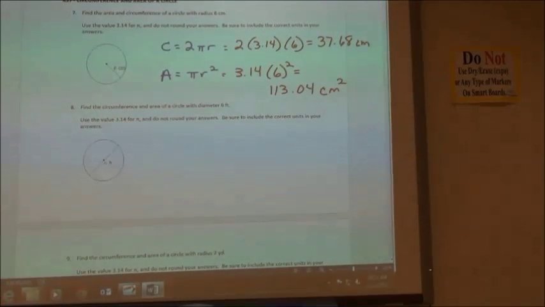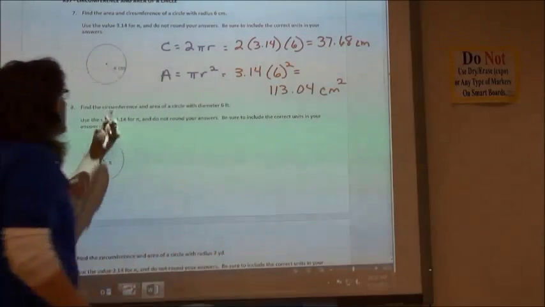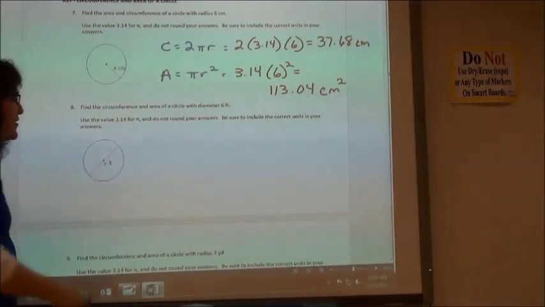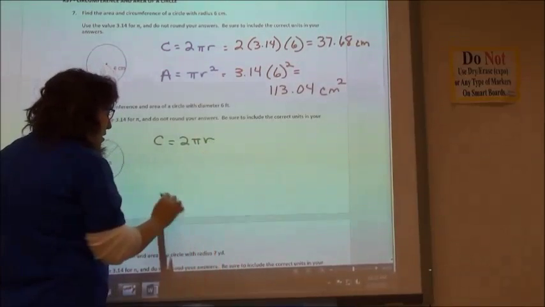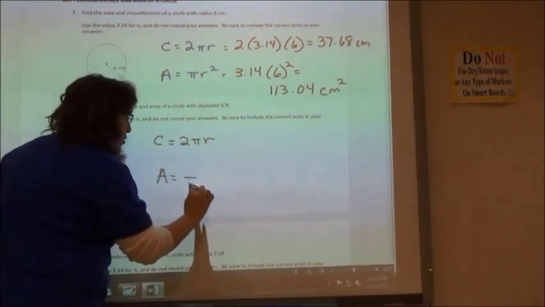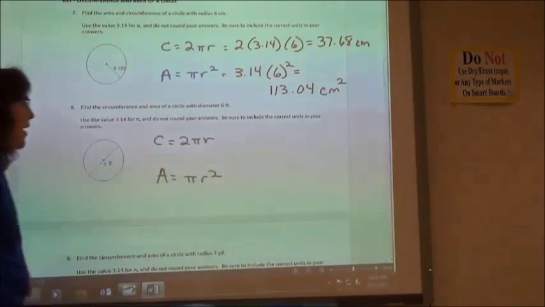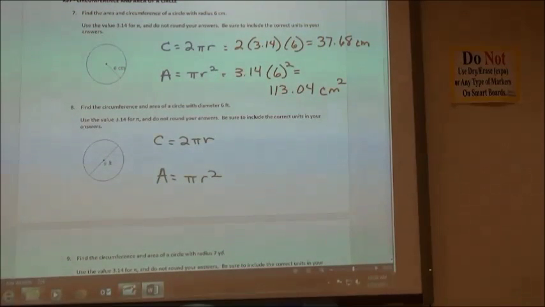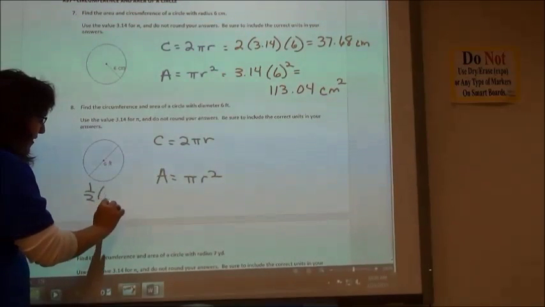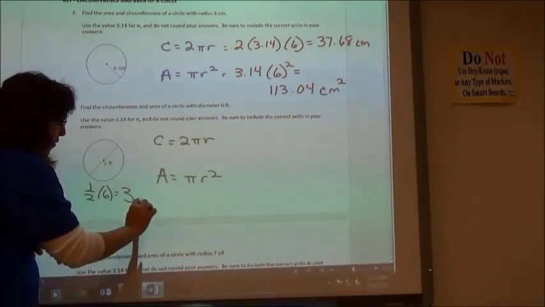So 37.68. Number 8, they ask for circumference first and then area. Circumference again, we're going to do 2 times pi times r. Area, we're going to do pi r squared. However, on this one, they give you the whole diameter instead of just the radius. When they give you the diameter, you're going to take half of that to find the radius. So half of 6 is going to be 3 for our radius.